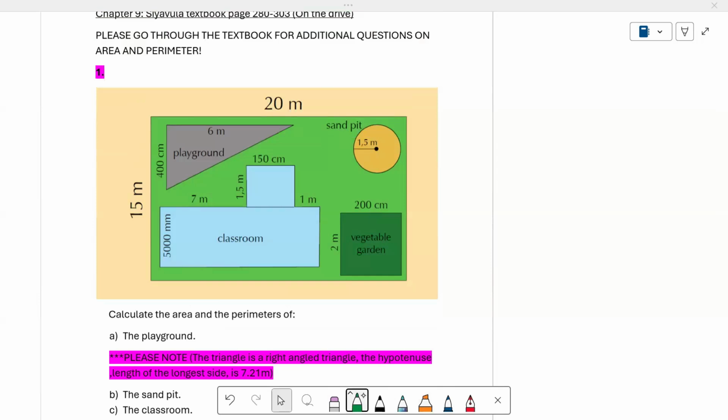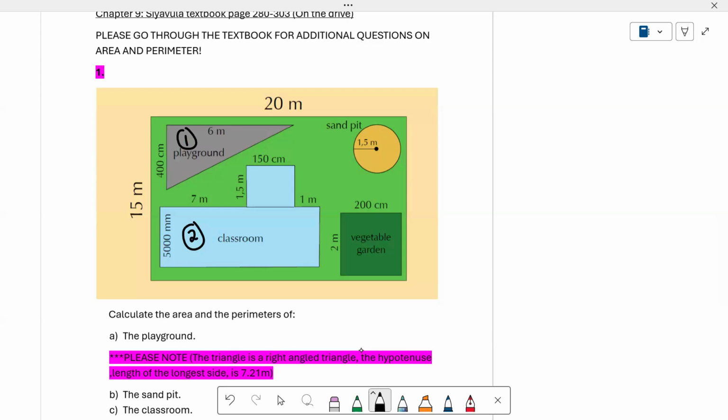Okay, let's please calculate the area of the playground. That's going to be our number one. Then we're just going to calculate the area of the classroom. Okay, area of the sand pit. Very easy. How would we calculate the area of that sand pit, Lerato? The sand pit is the circle. How would we calculate the area of that sandpit?